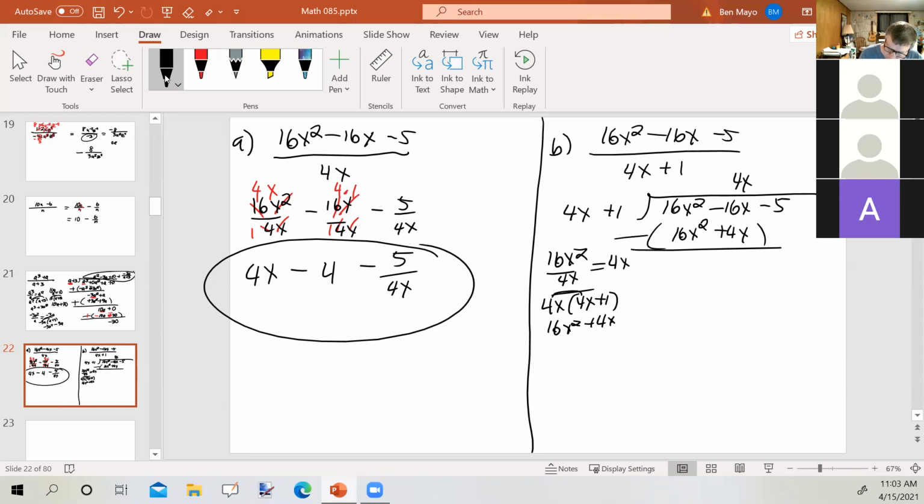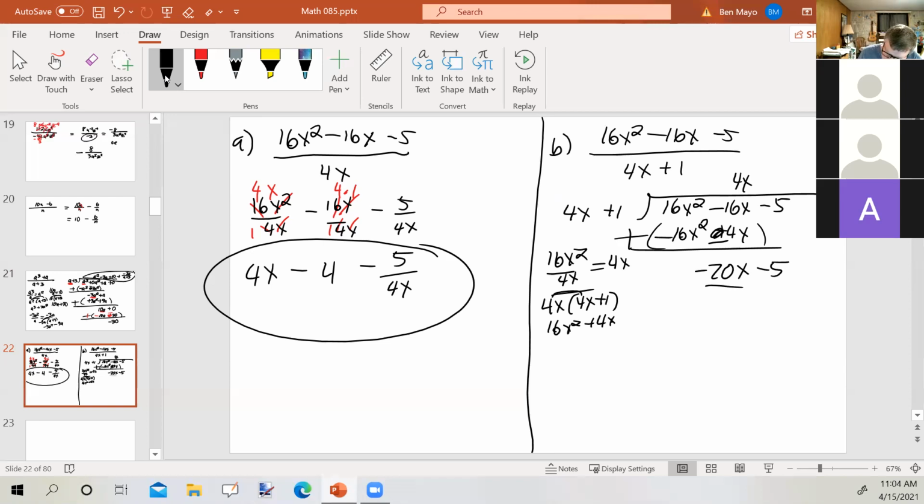Subtract that quantity from what's up above, change it to addition of the opposite. 16x squared plus negative 16x squared is 0x squared. Negative 16x plus negative 4x is negative 20x. Bring down the next term, minus 5.